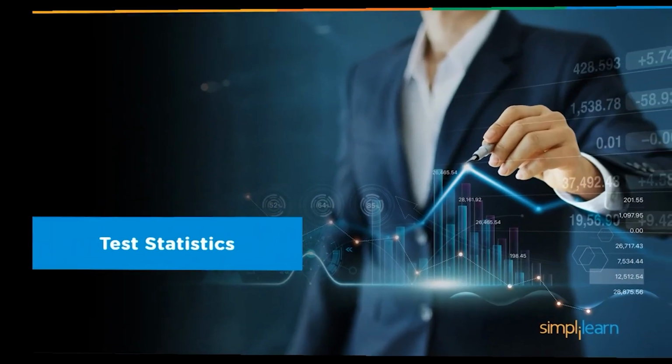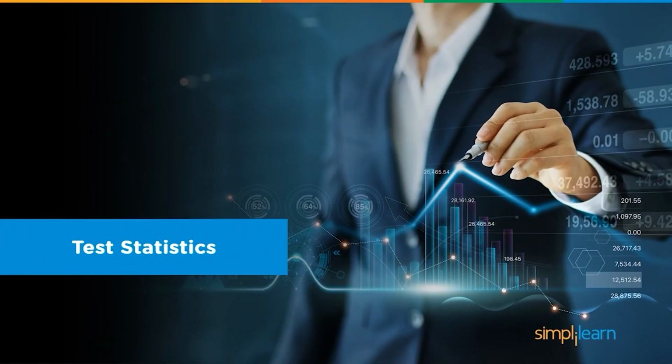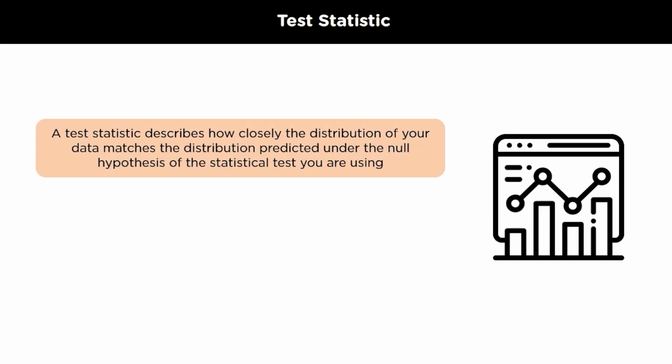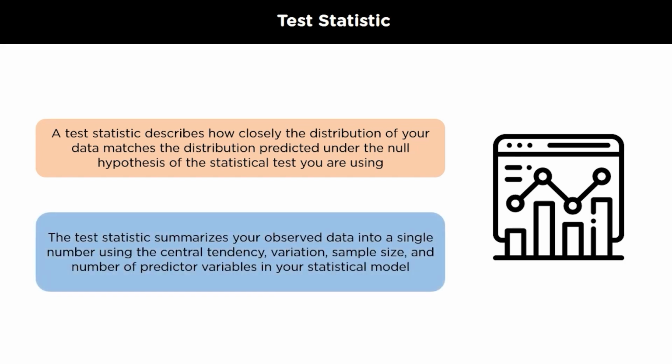Now we'll move on to the test statistics that are frequently discussed when creating hypothesis testing. The test statistic is a number calculated from the statistical test of a hypothesis. It shows how closely your observed data matches the distribution expected under the null hypothesis of that statistical test. The distribution of the data is how often each observation occurs and can be described by its central tendency and variation around the central tendencies. The test statistic summarizes your observed data into a single number using the central tendency, variation, sample size, and the number of predictable variables in your statistical model.